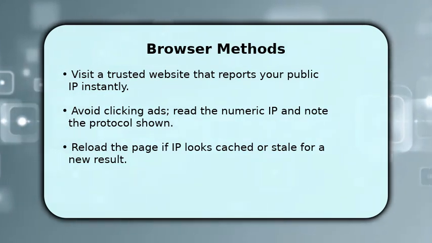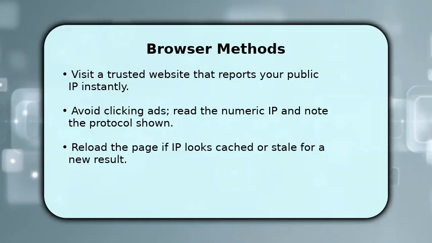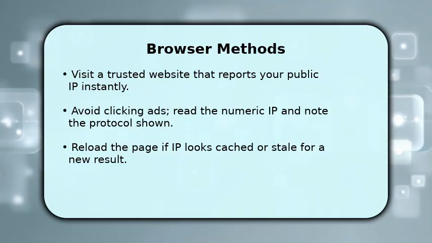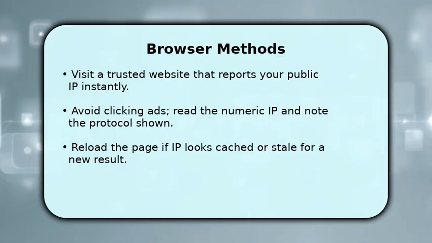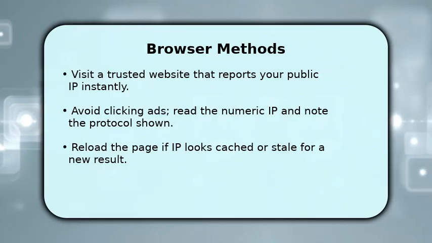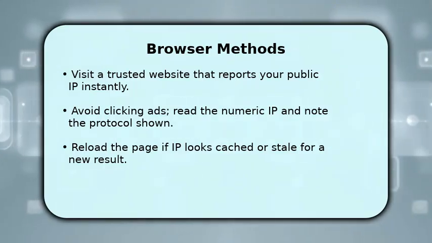Open a browser and navigate to a reputable IP lookup site to see your public address and protocol. Look for the IPv4 or IPv6 label and confirm it matches your expected connection type. If the site shows a proxy or CDN, try another service or check your router status to verify the true public IP and refresh if needed.